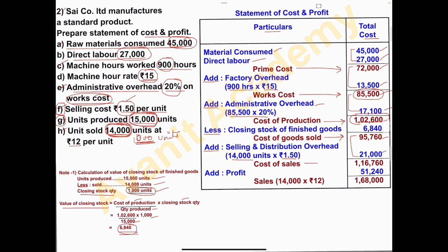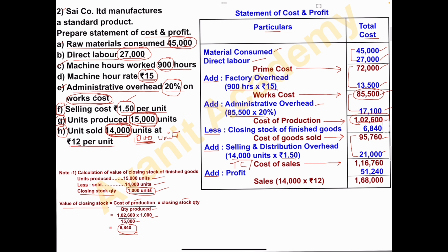This is called cost of sales. What you can write? Total cost. Total cost or cost of sales is 1,16,760. Next, we have to take add profit and sales. So in this problem, they have given information related to sales and not profit. Profit we have to find out. Sales. See the last point H. Units sold is 14,000 units at rupees 12 per unit.